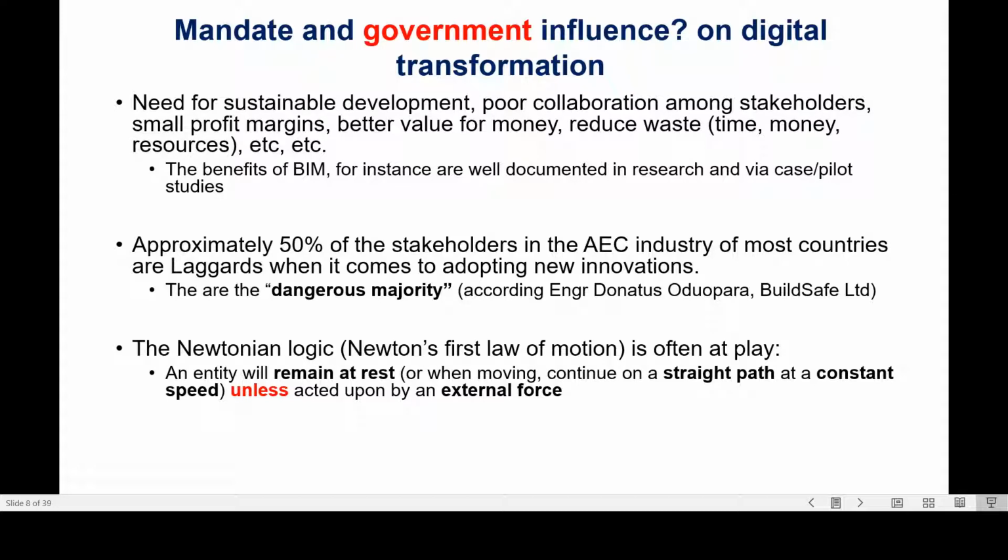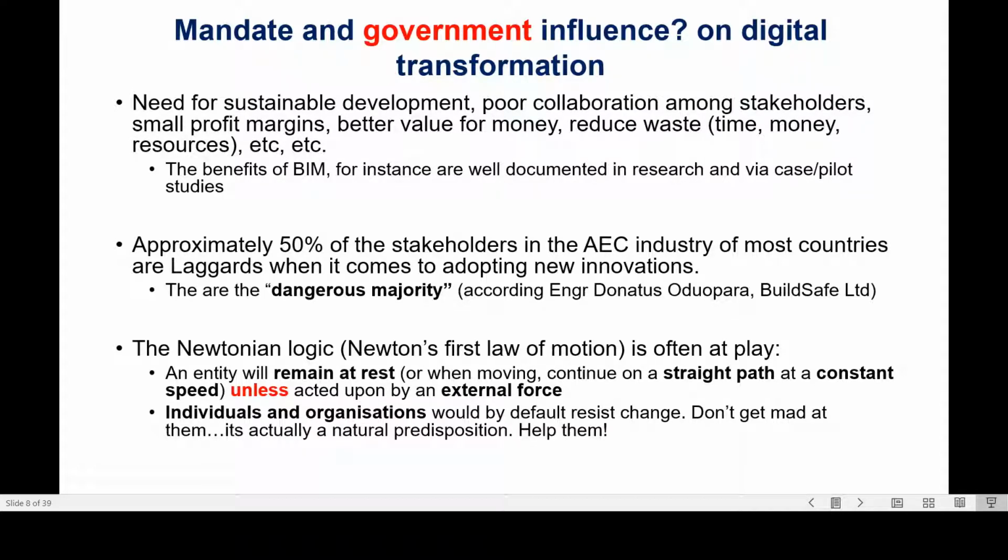This refers to a stone, a football, a spacecraft, any object in our universe, which behaves basically using Newton's law of motion. So human beings and organizations are also entities that will behave in this way. They will probably have no need to change unless they're acted upon by an external force. This is where government intervention can sometimes be helpful and necessary.